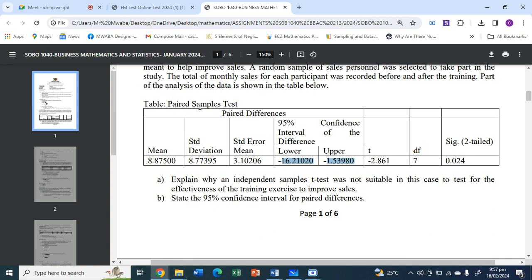If there's a difference in the means, like in this case here for this test, this test wants to say if the training was effective. So if there's a difference of the means, it means the training was effective. But if there's no difference of the means, meaning the average sales before the training and the average sales after the training are still the same, then the training wasn't effective. All right.